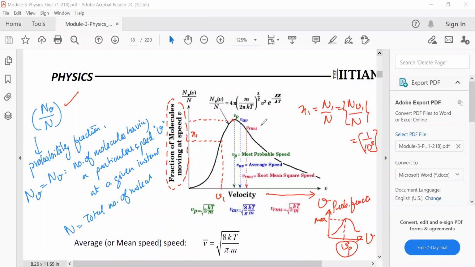After doing statistical analysis on this graph, Maxwell and Boltzmann came up with this particular formula, that at a particular temperature, the value of this fraction, the probability fraction, is a function of the temperature according to this formula. I will write that formula and explain it once more to you, but just note this down first.